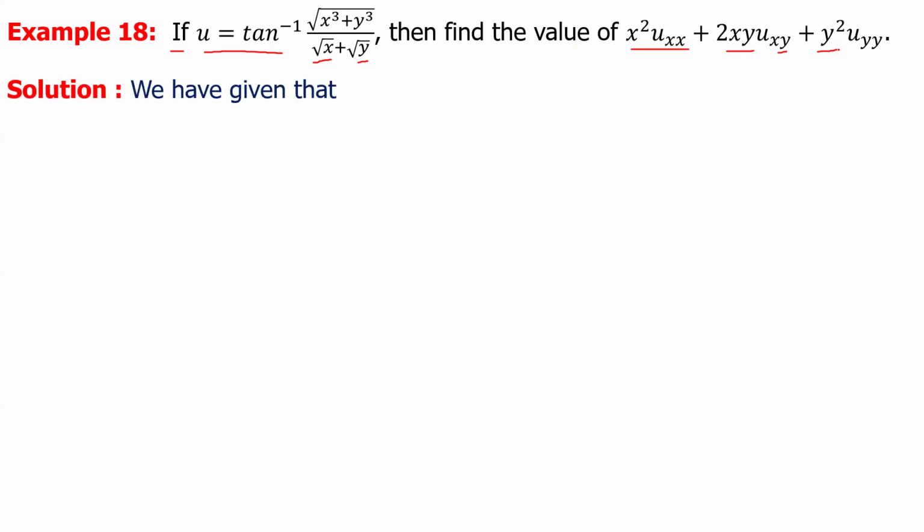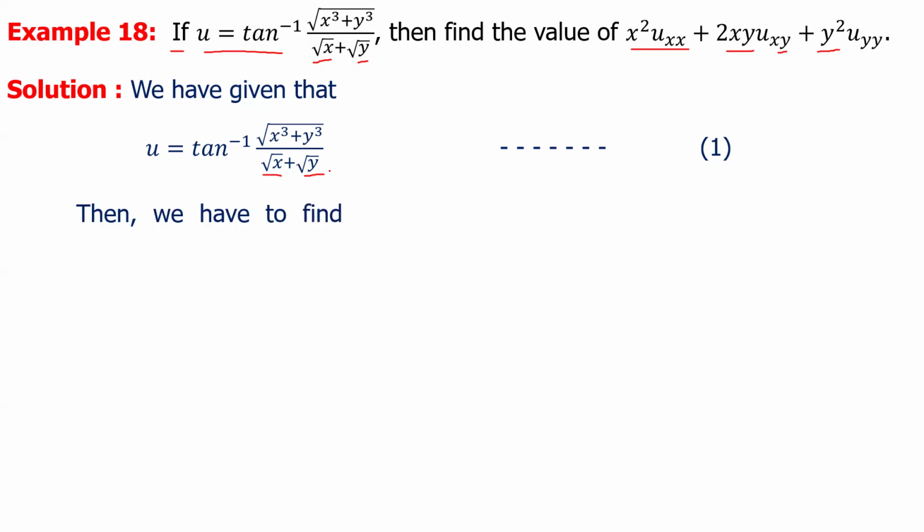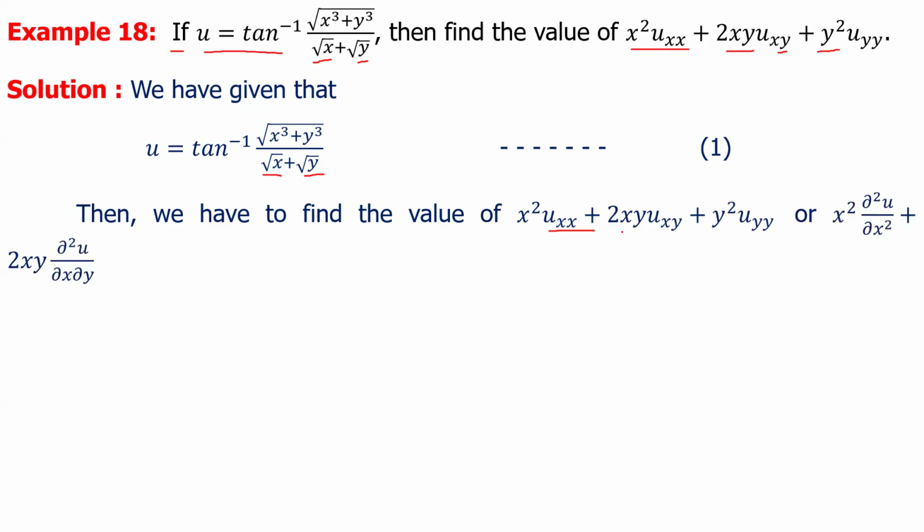We have given that u is equal to tan inverse of root over x cube plus y cube whole divided by root x plus root y. Then we have to find the value of x square uxx, meaning the second order partial derivative of u with respect to x, plus 2xy uxy plus y square uyy, or x square del 2u del x square plus 2xy del 2u del x del y plus y square del 2u del y square.